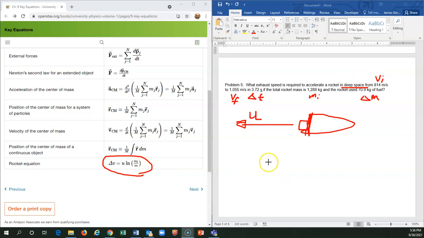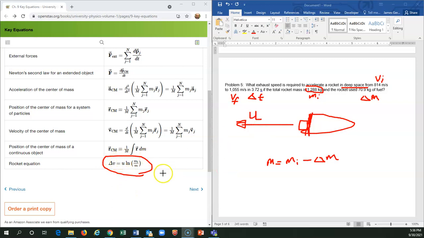The final mass we're out is just going to be our initial mass minus the fuel we burned. And so we now have our initial mass. We know that that's given to us. We have our final mass because we've got how much we lost. We've got our change in velocity because we got our final velocity and our initial velocity. And we're after U here.